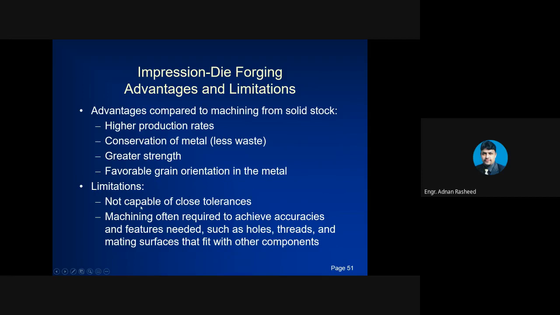Now there are certain limitations. It is not capable of close tolerance. Parts can be produced with near net shape, so further trimming or machining operations are required in order to get your desired tolerance. Machining is often required to achieve the accuracies and features needed, such as holes, threads, and mating surfaces that fit with other components. So this is basically how, if you do forging, you achieve close tolerances through different machining operations.